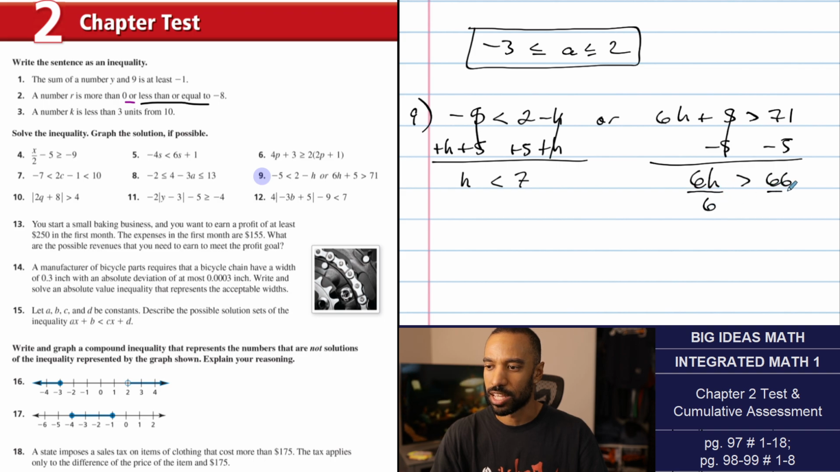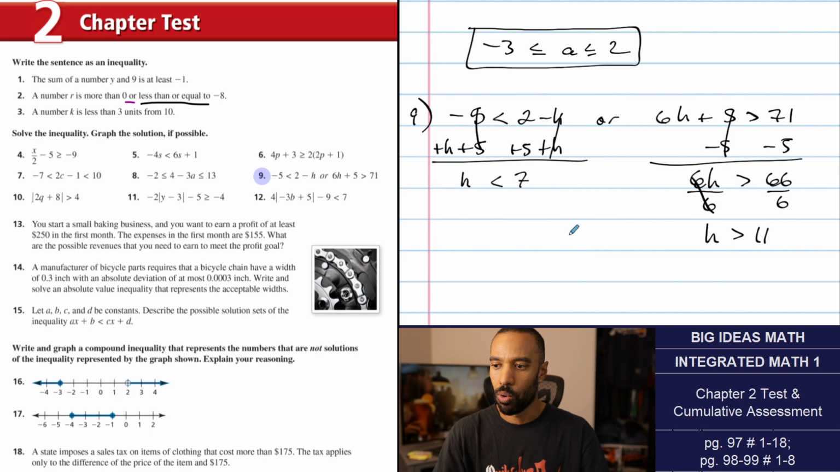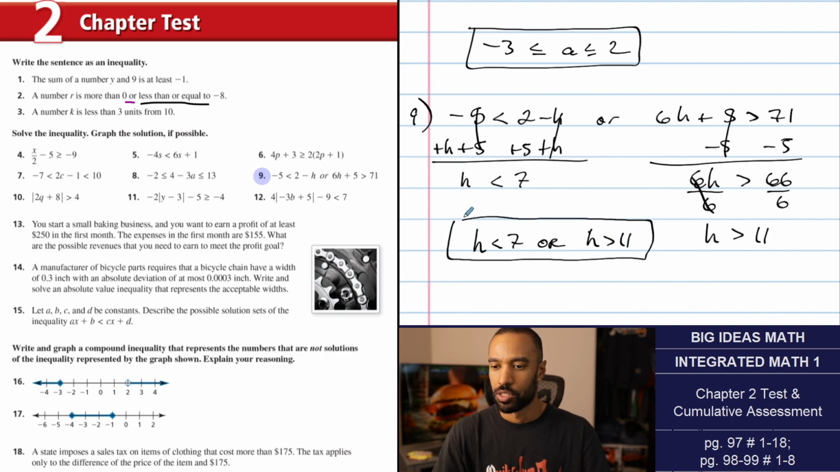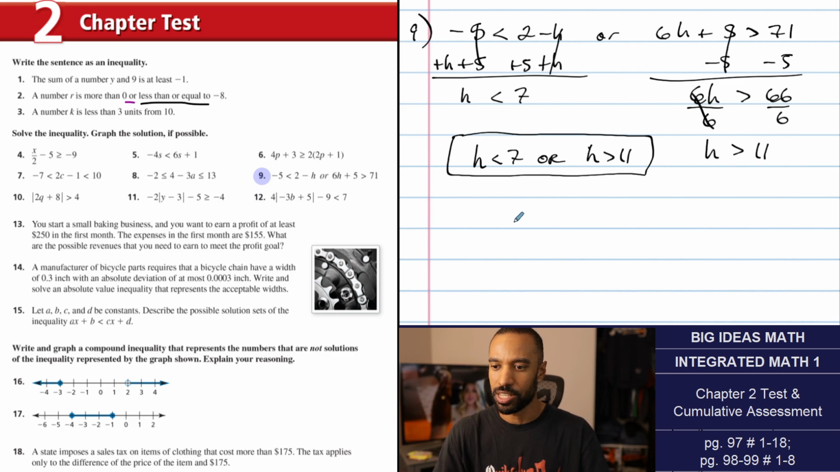And then divide both sides by 6. So h needs to be less than 7 or greater than 11. I'll write that one more time in one line. And we're graphing it. So the or case satisfies either condition of this, what I call a split.